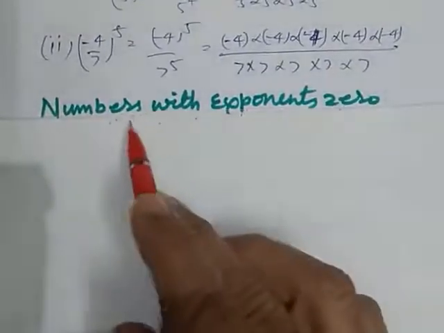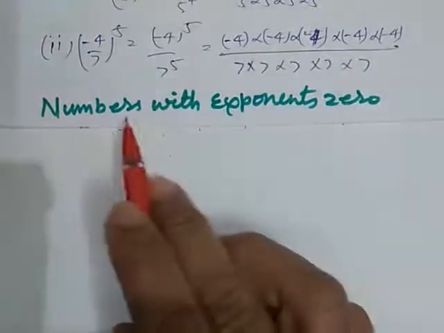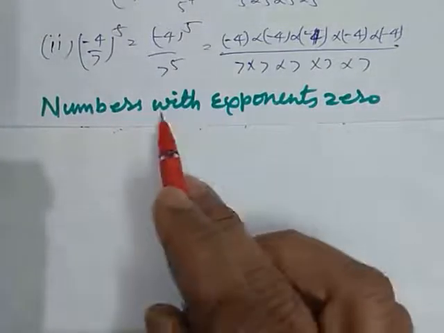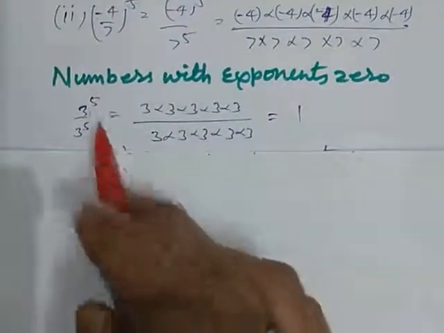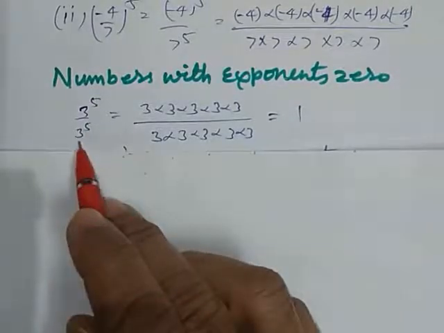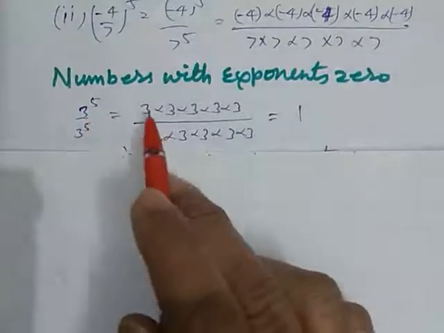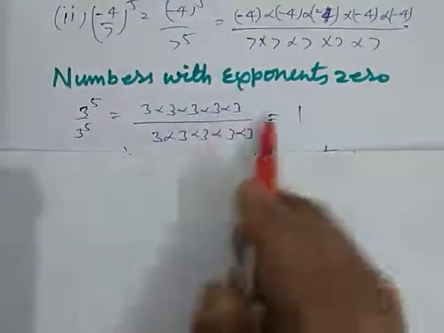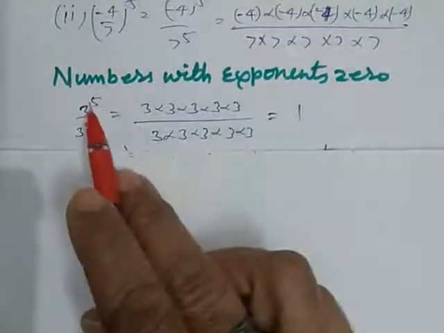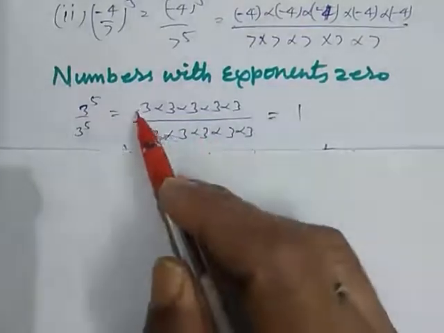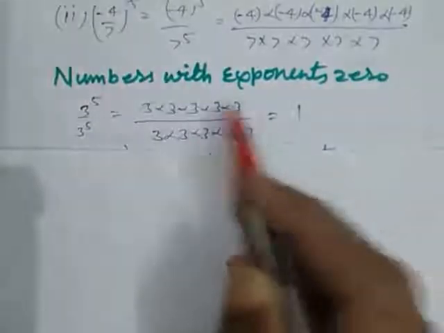Now we learn numbers with exponent 0. This is one of the laws. So we learn how we find this law. First we solve something: 3 raised to the power 5 divided by 3 raised to the power 5. So we expand them: 3 into 3 into 3 into 3 into 3, five times, and then 3 into 3 into 3 into 3 into 3, five times. We expand both of these, all of these cancel out one from another, so we get 1.